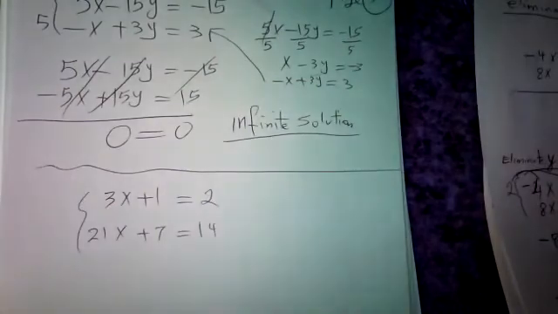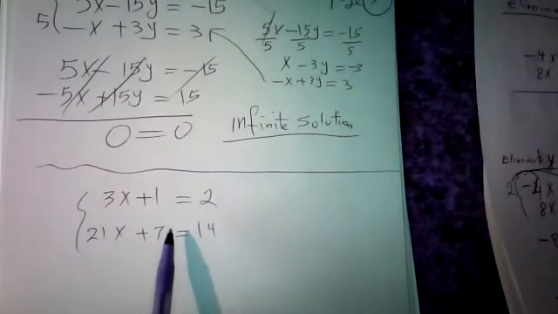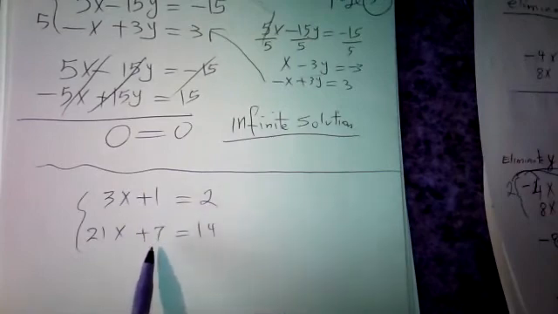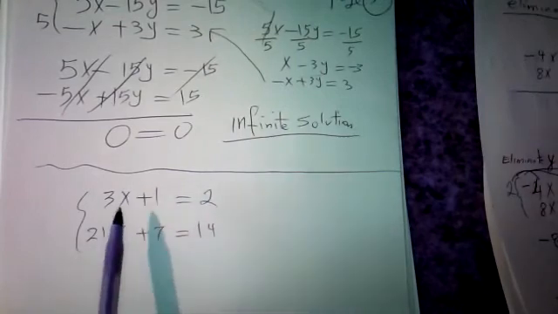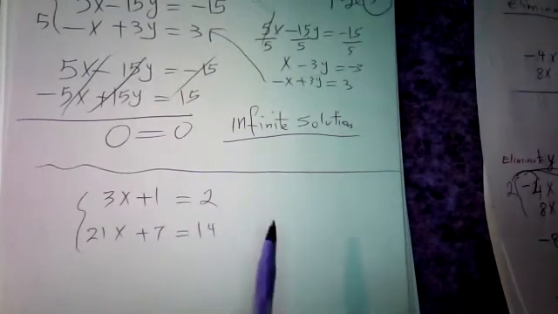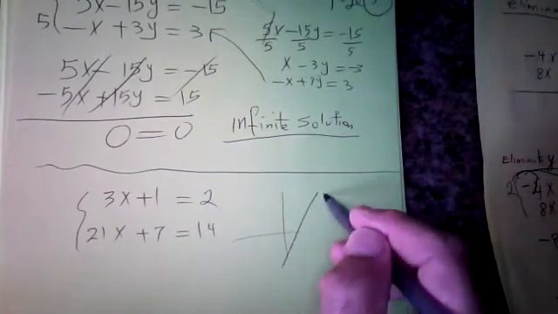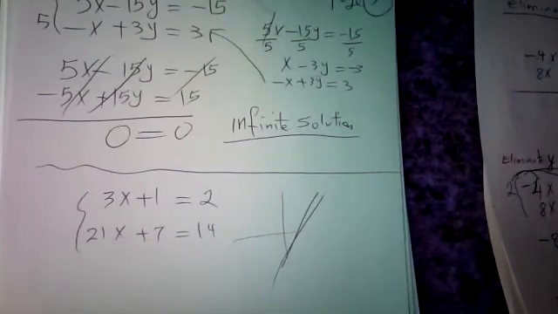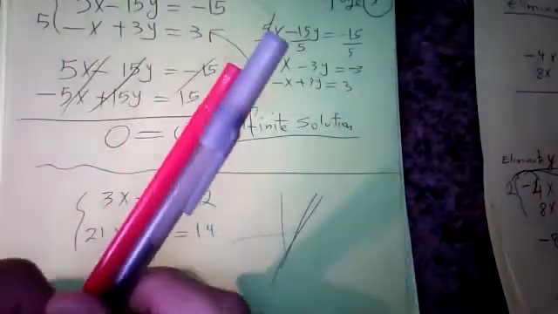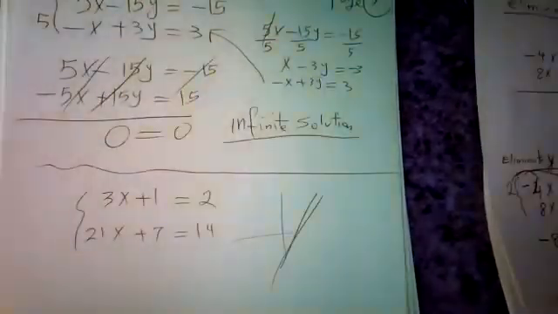And when you start a problem, it appears that these two are completely different, but they are not. They are the same thing. All I did was multiply this by 7 to create that. So when you graph it, you end up having the same line. That's why there are infinite solutions, because both lines are the same thing. They touch each other at many points.